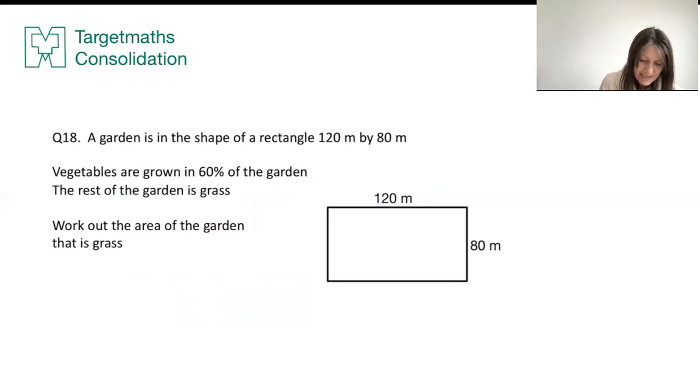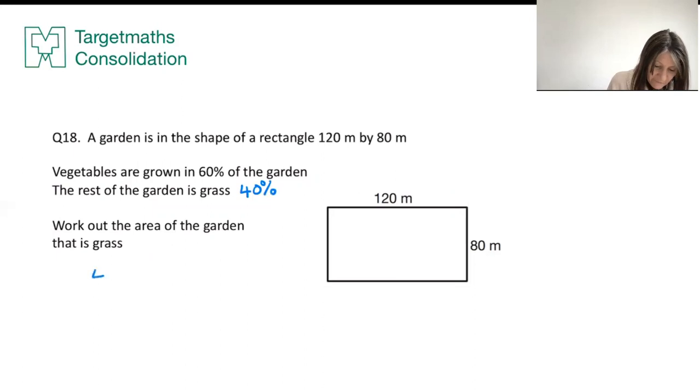So I'm reading that we've got a garden that is 120 meters by 80 meters. 60% is going to grow vegetables and the rest of the garden is going to be grass. And we have to work out the area that is grass. Now you could do 60% and then take that away, or you could just do 40%. If 60% of the garden is vegetables, then 40% is grass.